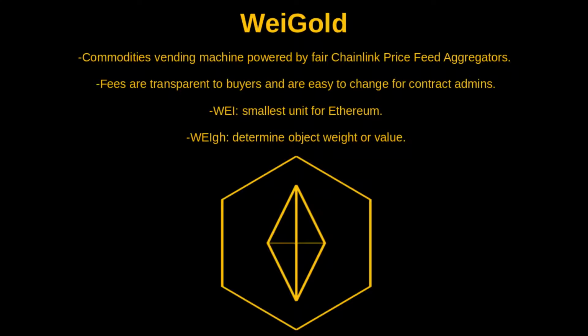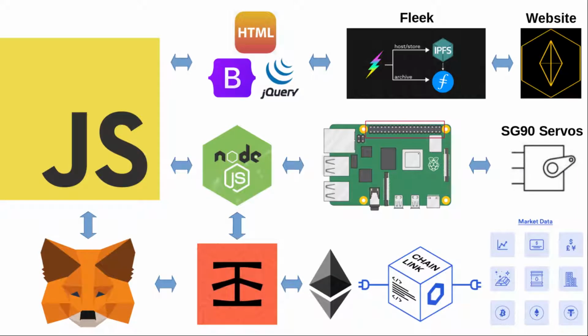WeiGold applies Chainlink price feeds to create a commodities vending machine powered by servo motors. It allows users to send their Wei for commodities via Chainlink's price weighing mechanism. WeiGold's structure can be simplified by looking at its hardware, blockchain, and front-end sections.